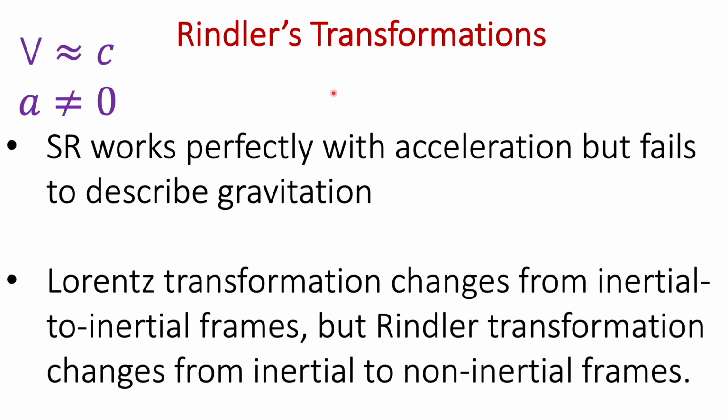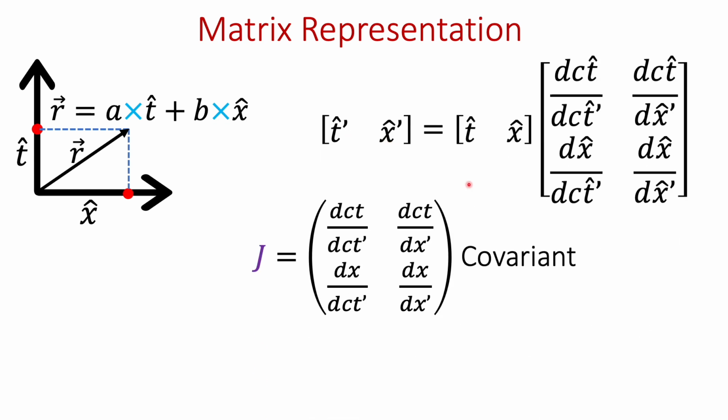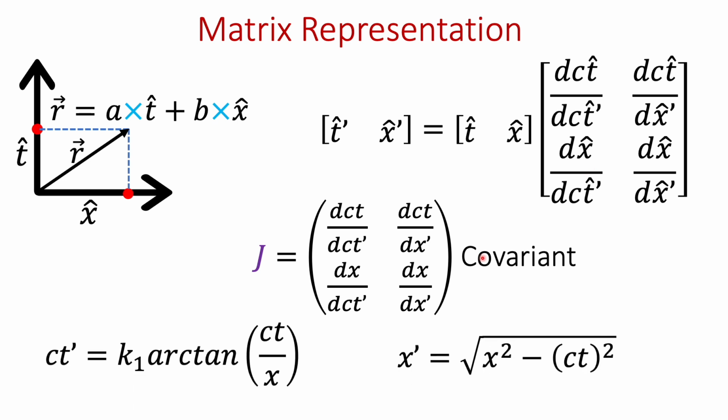The Lorentz transformation, they change from inertial to inertial frames, but the Rindler's transformation, they change from inertial to non-inertial frames. So in this case as well, we can use analogy of a vector which has a component A in t hat direction and b hat in x hat direction. The basis vector, they change from rest frame to moving frame using the normal Jacobian matrix like covariant vectors, but in this case, the matrix elements are actually dependent on basis vectors. We can easily calculate x prime and ct prime using this transformation rule.